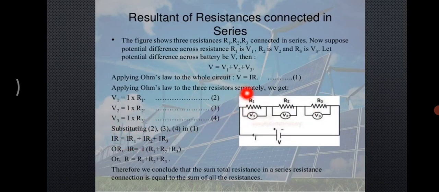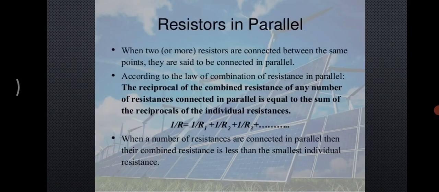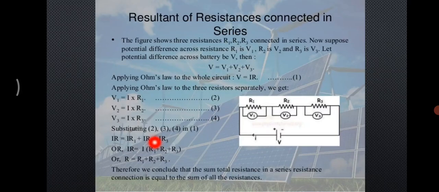Now we substitute these values in place of V1, V2 and V3. In place of V1 we keep IR1, in place of V2 we keep IR2, and in place of V3 we keep IR3. When you substitute all these, we can see that IR is equal to I times a bracket, because I can be taken common from all three parts. What is left in the bracket is R1 plus R2 plus R3. Now I is on both sides, so it gets cancelled. What is left is R equal to R1 plus R2 plus R3.